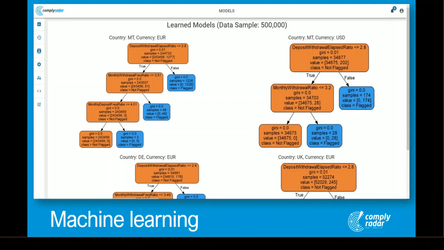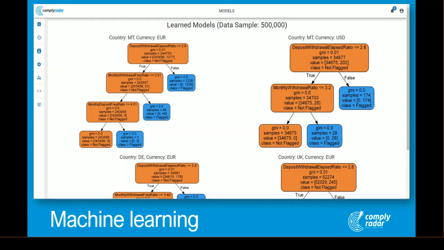It's called decision trees or random forests. In this case, it was a random forest, but I picked a particular tree, but it's pretty much a tree structure. So in this case, if you have to follow, for example, the first model is basically modeling transactions which are coming from country MT, Malta, and currency euro, right?